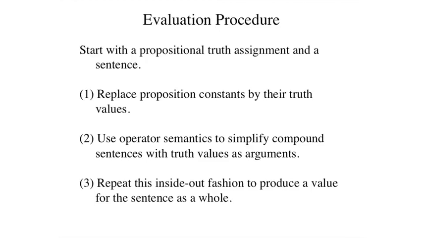Given a propositional truth assignment and these definitions for operators, we can compute the truth value of any sentence in the language. The technique is quite simple. We first replace the proposition constants in our sentence with their values in our truth assignment, forming an expression consisting of ones and zeros and logical operators. We use our operator semantics to evaluate sub-expressions with these truth values as arguments. We then repeat, working from the inside out until we have a value for the sentence as a whole.